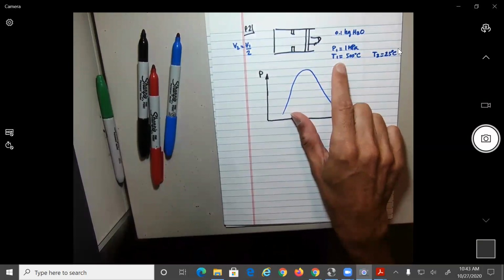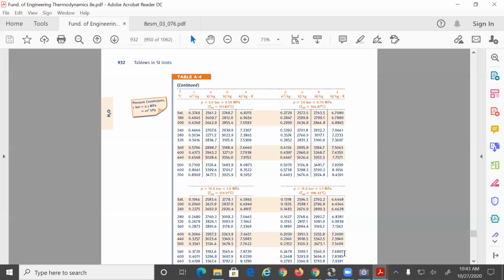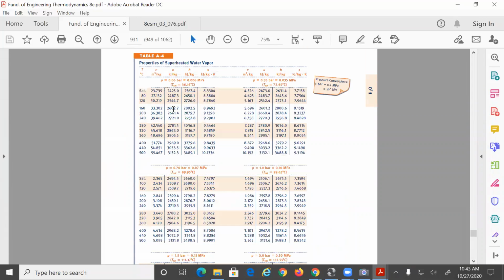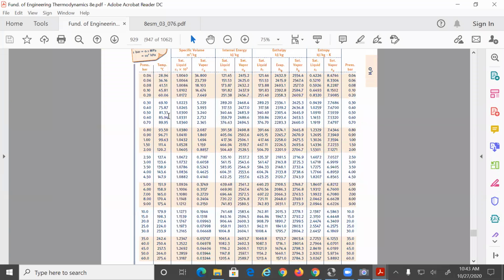What do we know about state 1? We know it's 1 megapascal and the temperature is 500. You can go to table A3, which would be the normal one. Here they give the pressure in bars, so 1 megapascal is basically 10 bars. At 10 bars, what is the temperature?